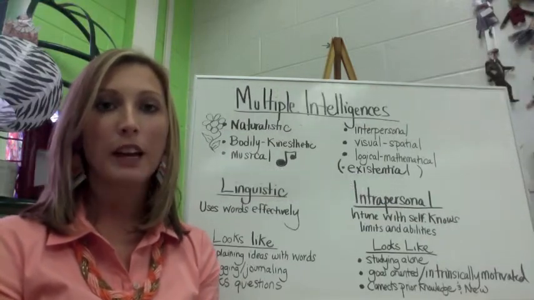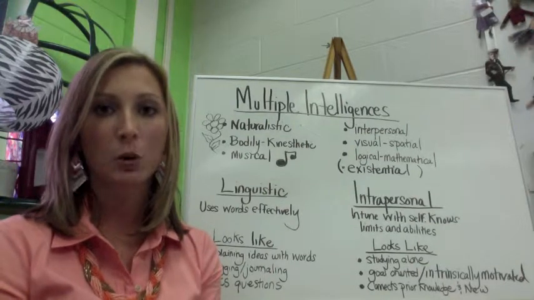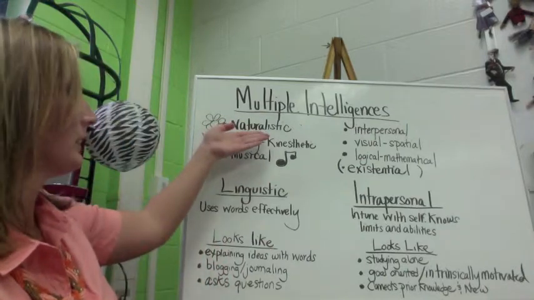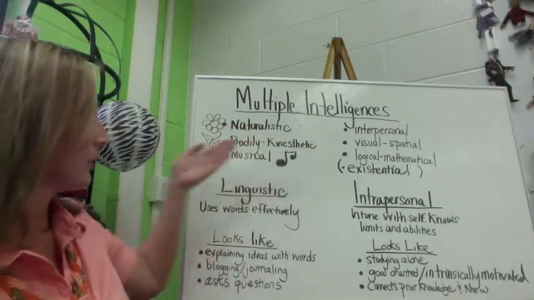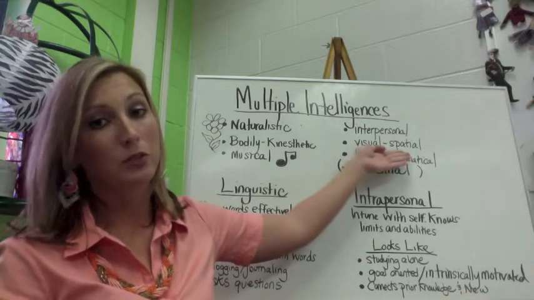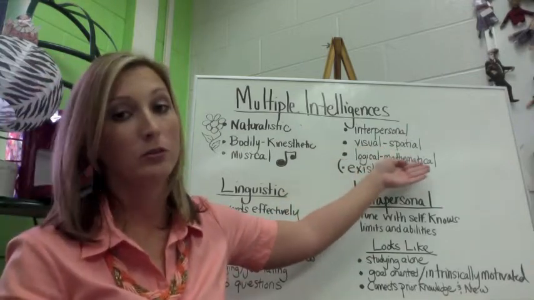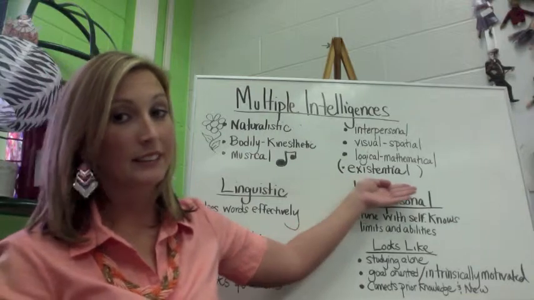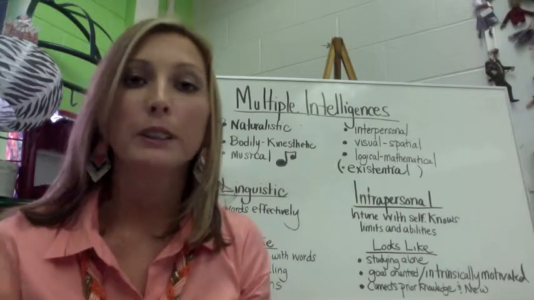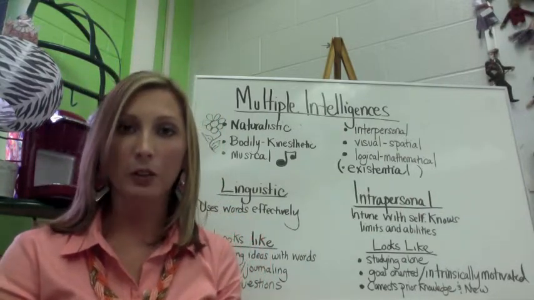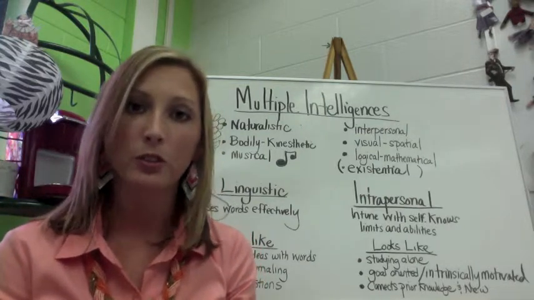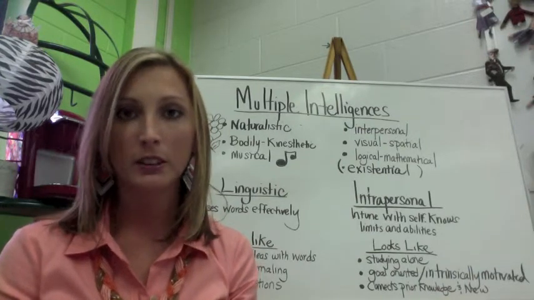Yesterday in class, we completed an activity that helped you assess your dominant learning styles according to Howard Gardner's multiple intelligences. The multiple intelligences are naturalistic, bodily kinesthetic, musical, interpersonal, visual spatial, logical mathematical, the recently added ninth, existential, and then linguistic and intrapersonal. I'm going to speak to you today about intrapersonal and linguistic learning styles because those are my two dominant. And I've asked you to create a video confessional discussing your two dominant learning styles.